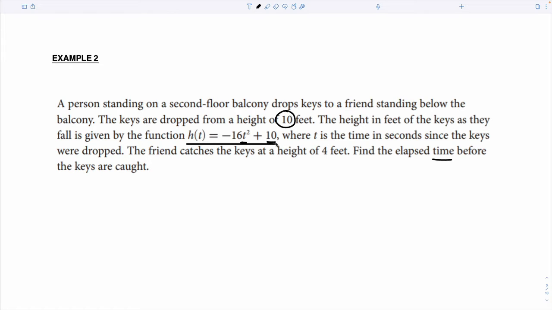There's our 10 feet. They already plugged that in for us. We need to plug in 4 somewhere. Where would I place the 4 in the equation? Turn and talk to your partner. Go. Where would I plug that 4 into?